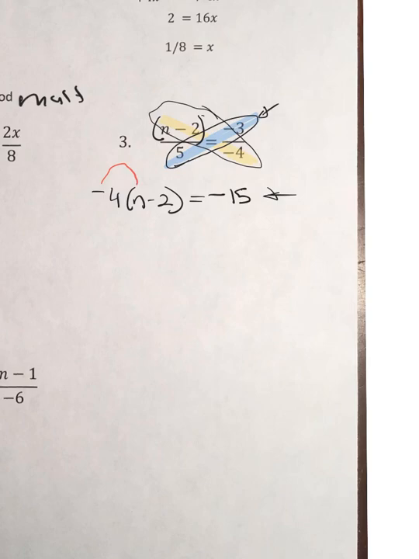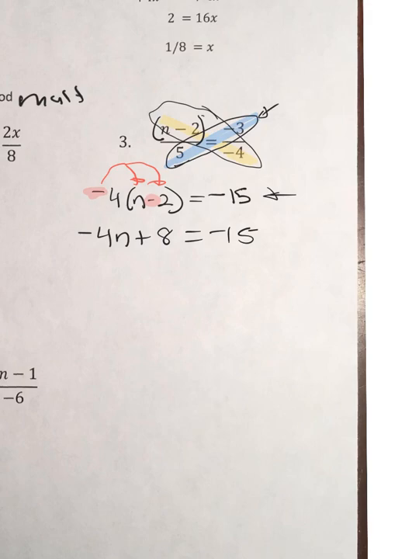Be careful. We're still seeing some people making some sign errors, so be careful with that. Negative 4 times n is negative 4n, but a negative, right? A negative times a negative is a positive, and I'm still seeing people making those sign errors. All right, so watch out for distributing sign errors. And then we have all our variables on one side.